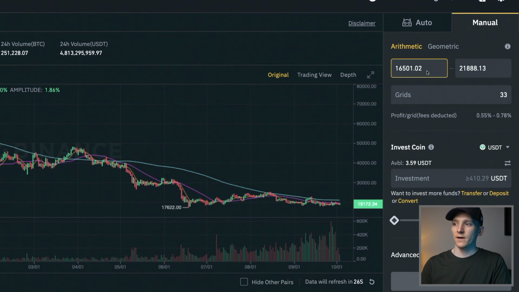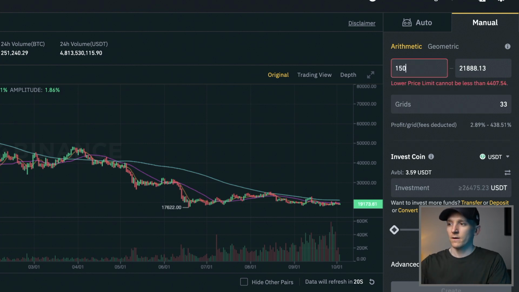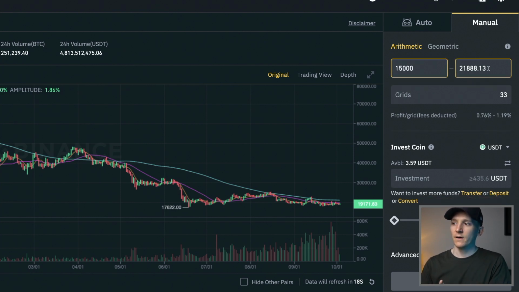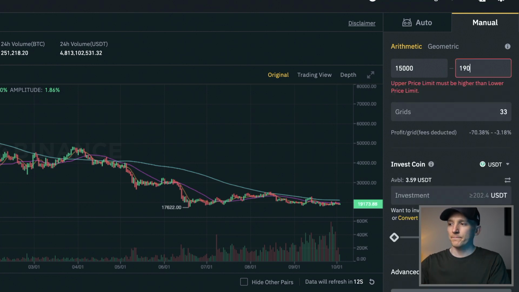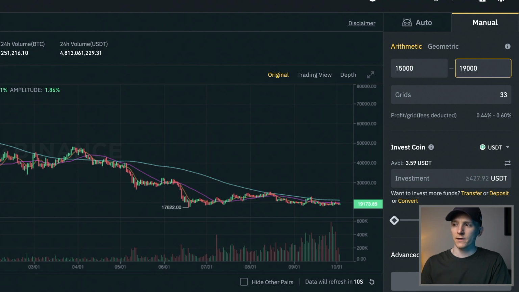So you may want to say, actually, I do want to have some size to the downside just in case the price gets down there. So maybe 15,000 like that. And then you might want to have this a little bit closer in so that each grid is more of your money, right, that you put in.